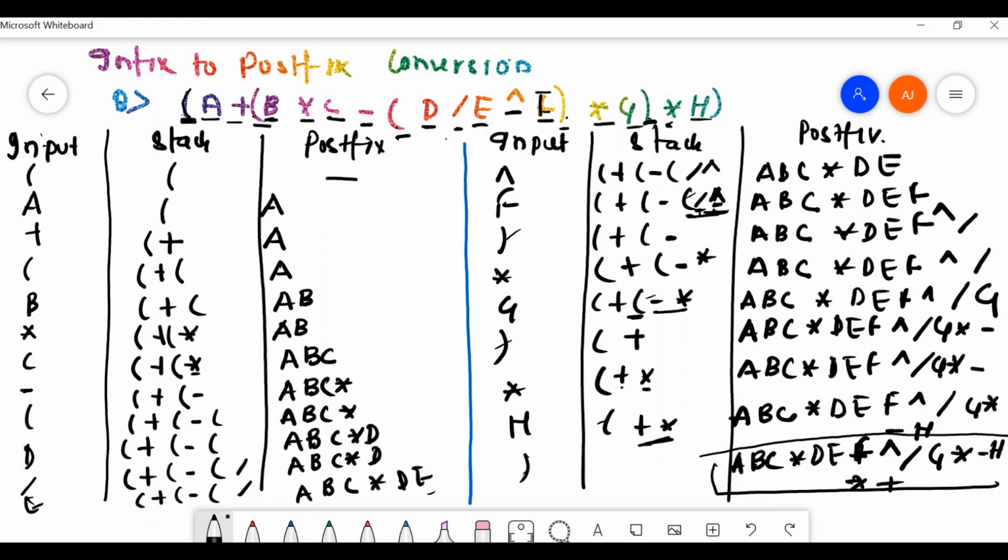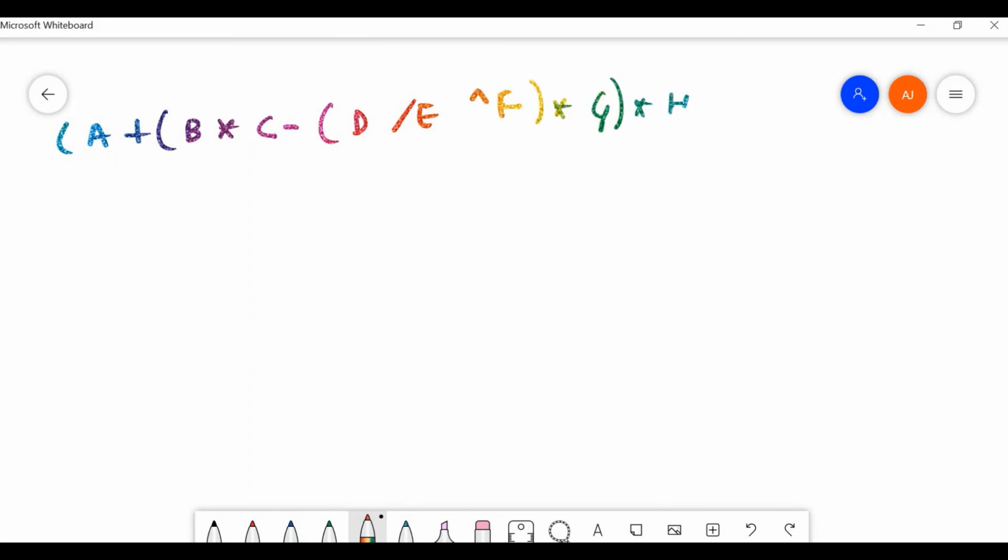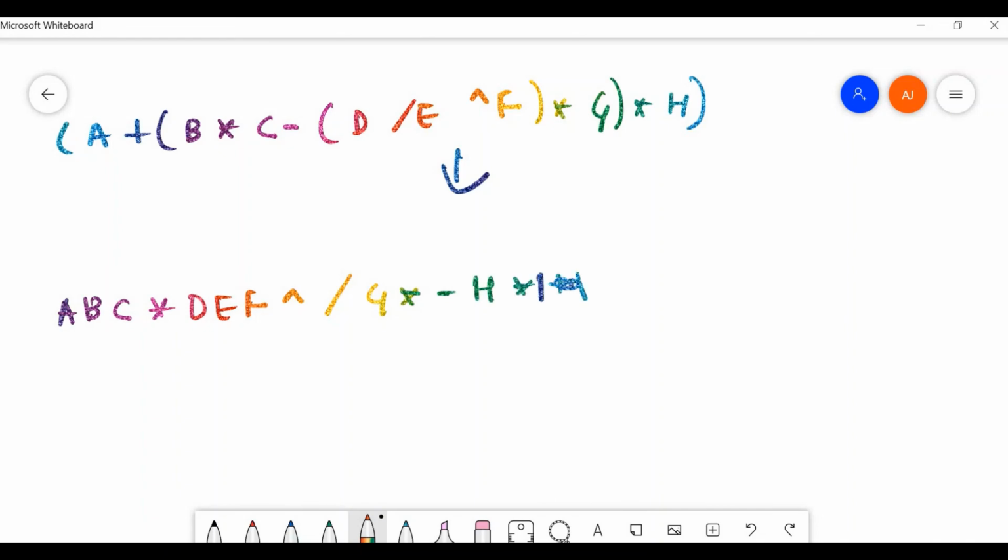Let me write this expression for you. So this is my infix operation: A plus B into C minus D divided by E power F into G into H, and for this the postfix operation will be A, B, C into D, E, F, power divided by G into minus H into, sorry, into plus. You can see that we have ignored all the brackets here. So this is the conversion.